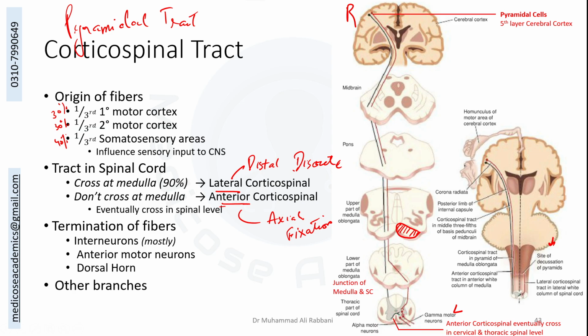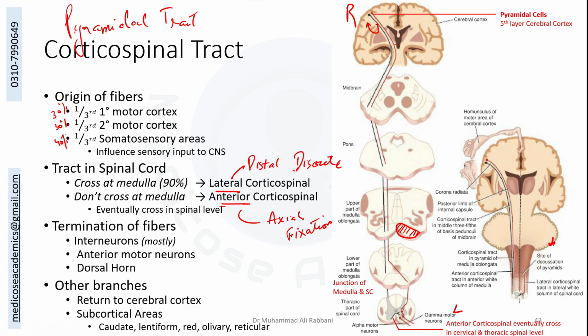For example, the signal going down may return to the cerebral cortex to give feedback. They may go back to the subcortical area, to the brainstem, to the thalamus, to the subthalamus, to the cerebellum, and this signal will inform the lower sides what the brain is sending the signal down to. So that is about the corticospinal tract. I hope it made sense.